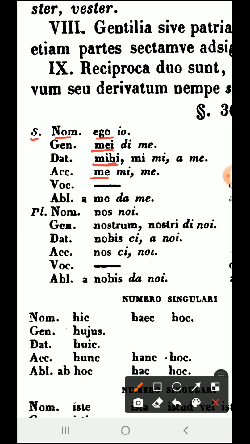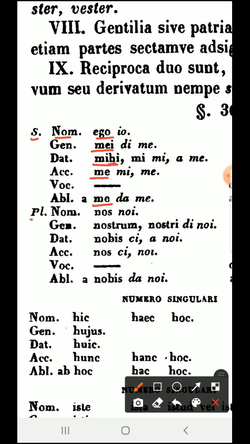You see there's no vocative in the first person because we would never call to ourselves with a pronoun, and therefore there's no pronoun in the vocative case here for the first person. And then lastly, we have the ablative form, me, which means from me. So we'll memorize ego, mei, mihi, me, me. This is the declension of the first person singular pronoun.